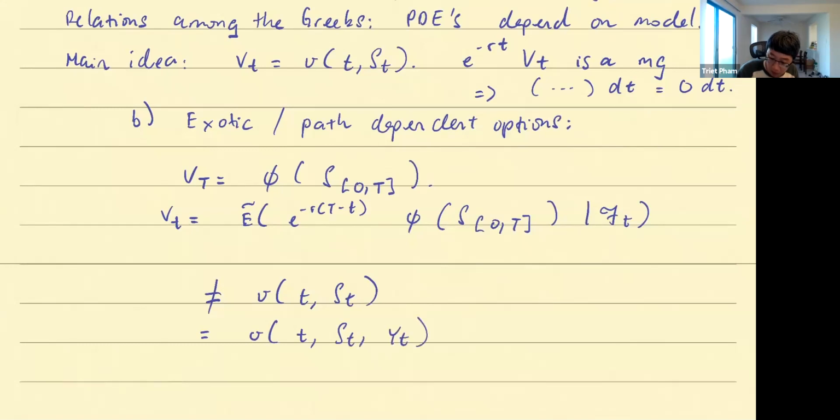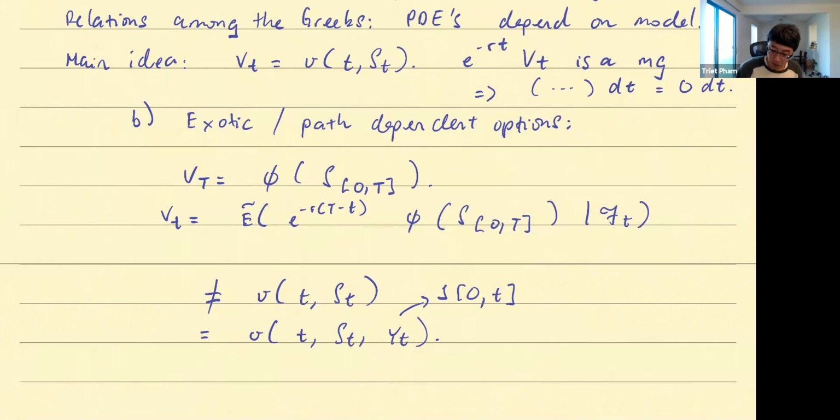The main principle is that it depends on one extra variable. This extra variable somehow captures the history from time 0 to time little t, depending on what type of option it is. So that's the first thing.